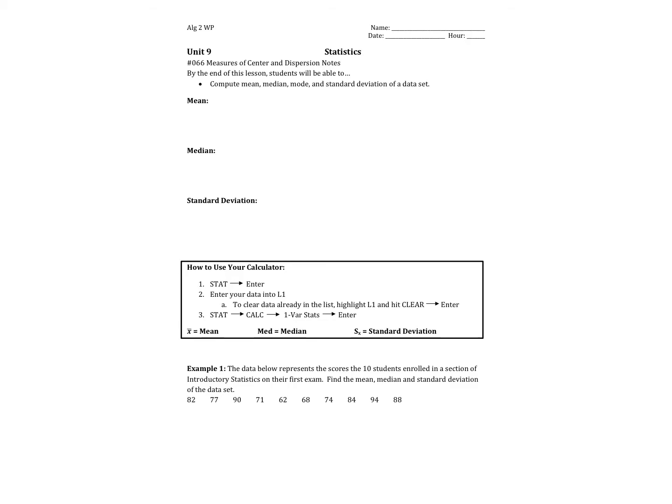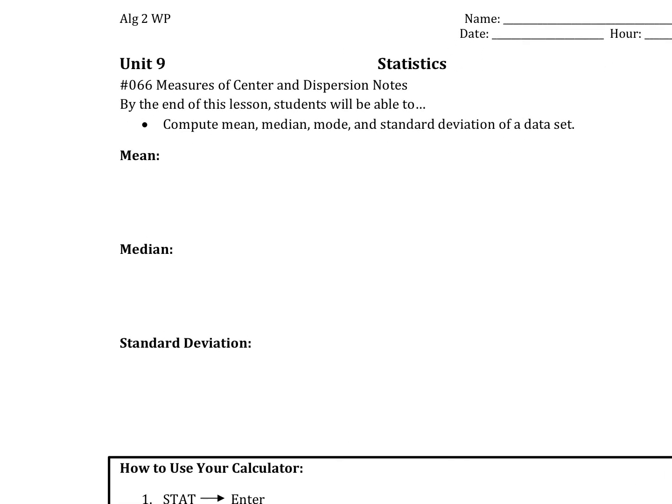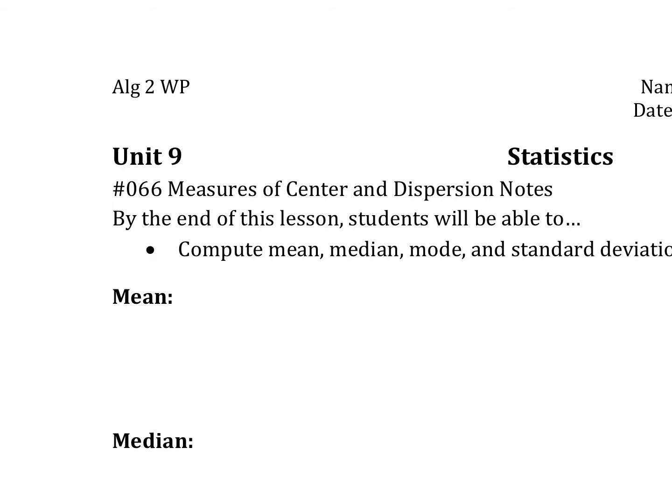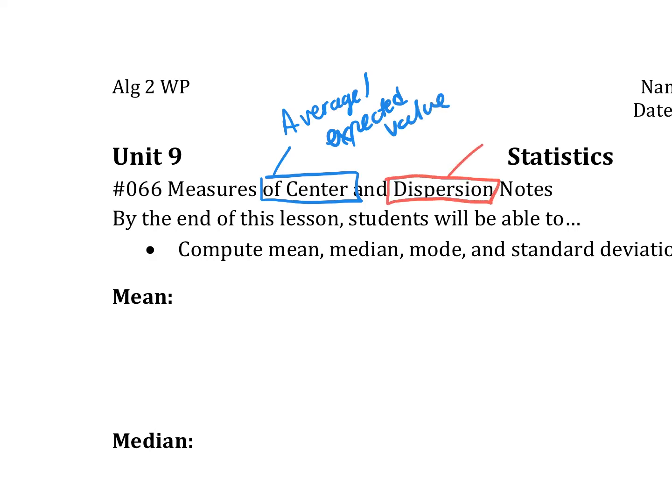Okay, so this unit we are going to be learning about data sets and how we can gather information from them and use that information to compare. So today we're going to talk about measures of center and dispersion. So measures of center talks about kind of like the average value or the expected value. And then dispersion talks about how spread out the data is.